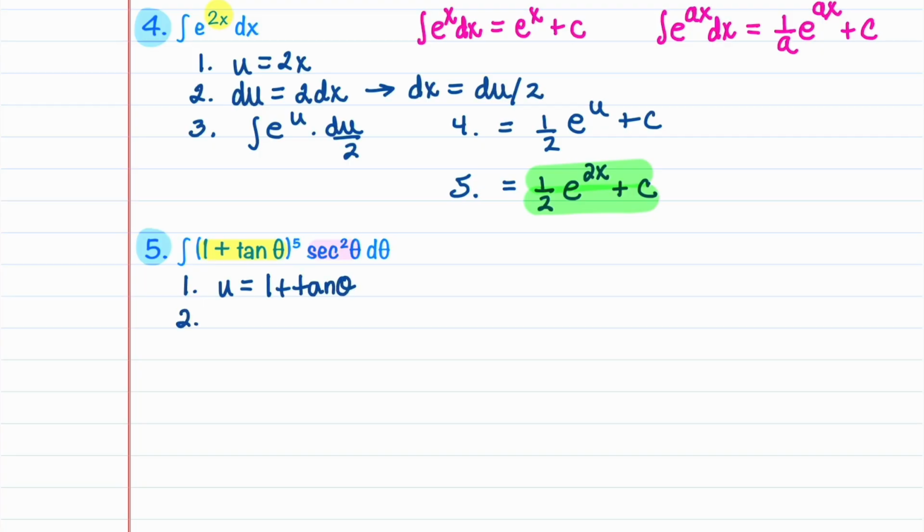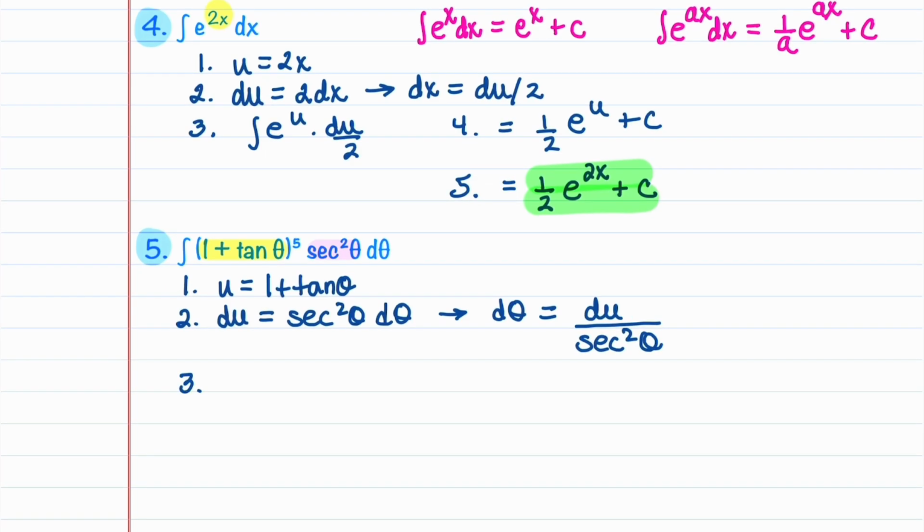Our second step then is to find du. du is secant squared theta d theta, and we need to solve for d theta, so we can substitute it back up into our integrand. It is du all divided by secant squared theta.